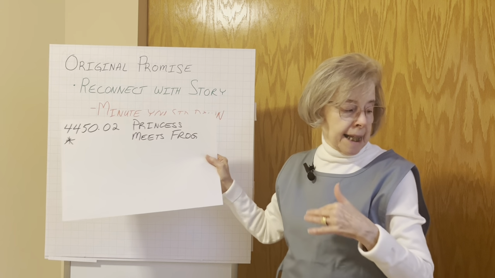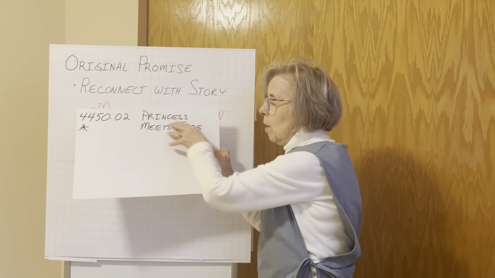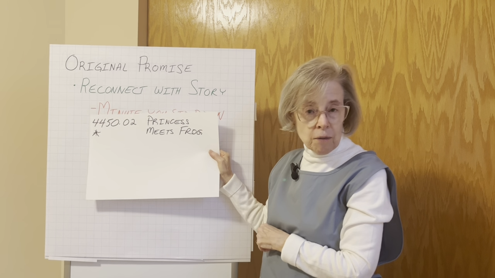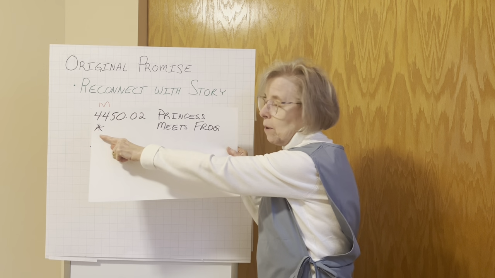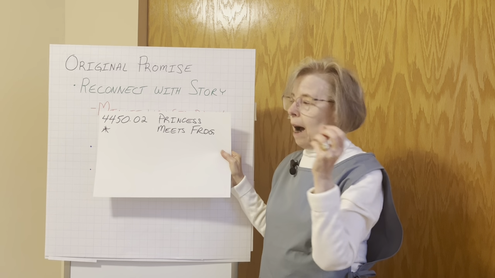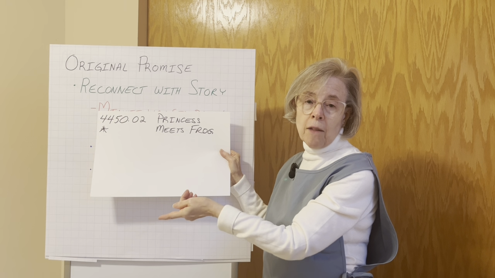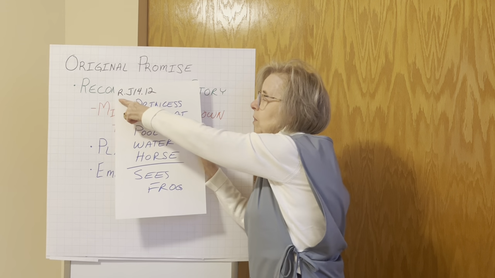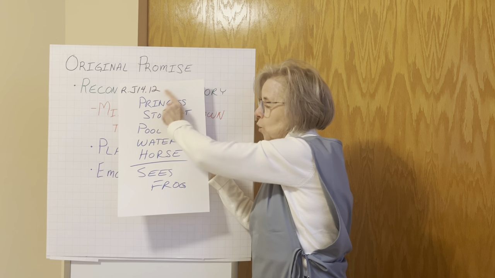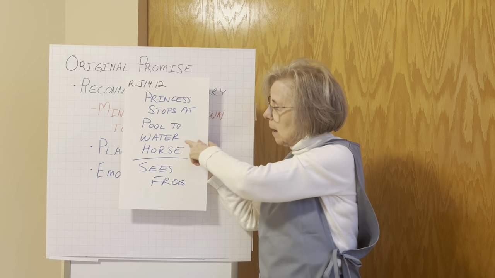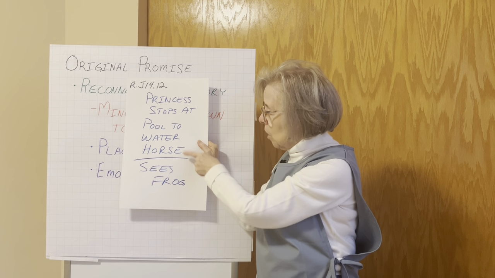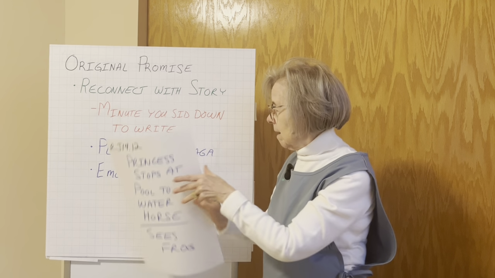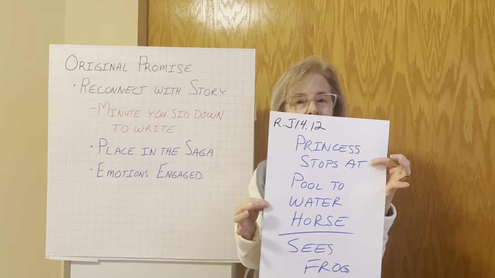So here we are. We sit down, and we're at the spot where we're going to write scene two, where the princess actually meets the frog. And the star, remember, tells us anytime we see a star on any card, that means there's information on the back. We flip it over and we say, oh yeah, it was on our journal 14 on page 12. We just got to the spot where the princess stopped at the pool to water her horse and she sees the frog. Ta-da! Place in the story. Done. Lesson four.